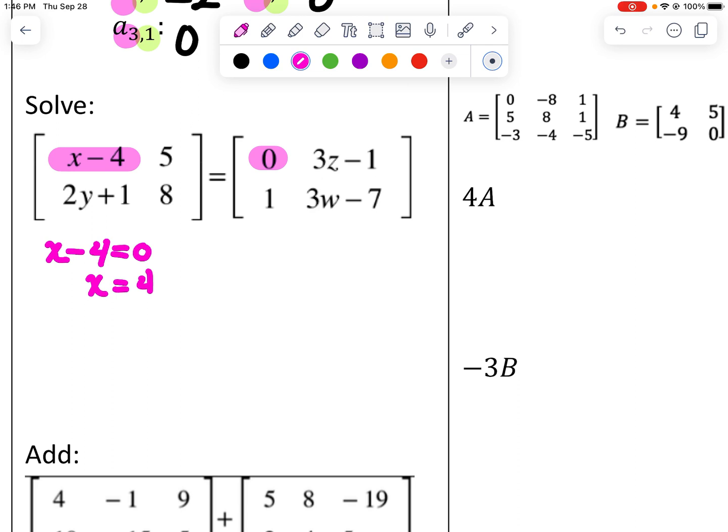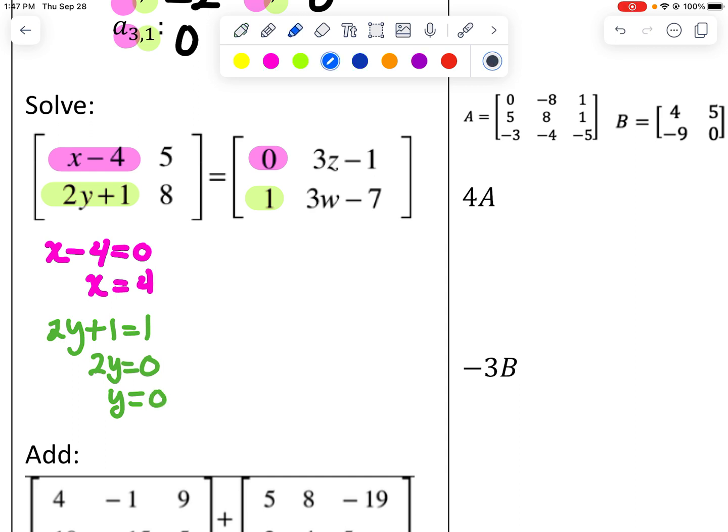And then you will notice that we have second row, first column is 2y plus 1. Second row, first column is 1. So they're equal to each other. They correspond. And we have the equation 2y plus 1 is equal to 1. So 2y is equal to 0. So y is equal to 0.